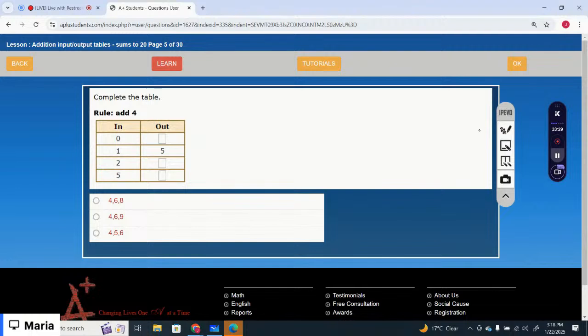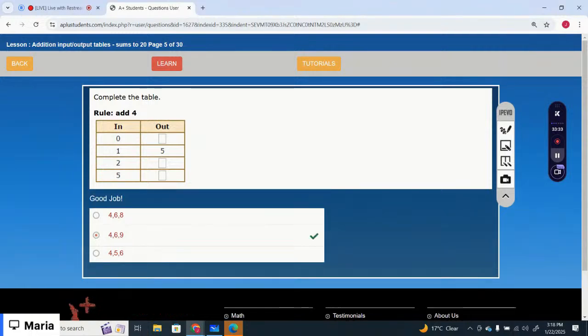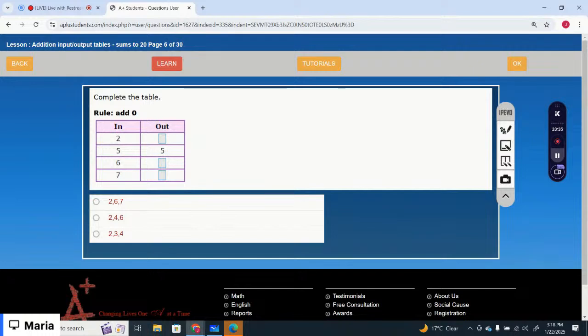That is 4, 6, and 9. Option number 2 is the correct option. Complete the table. You need to add 0. So which is the correct option?